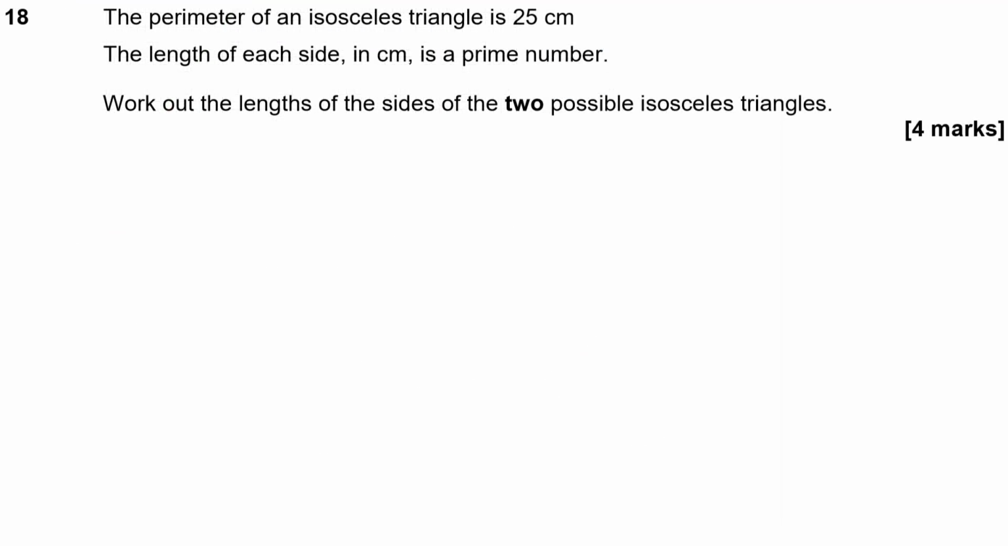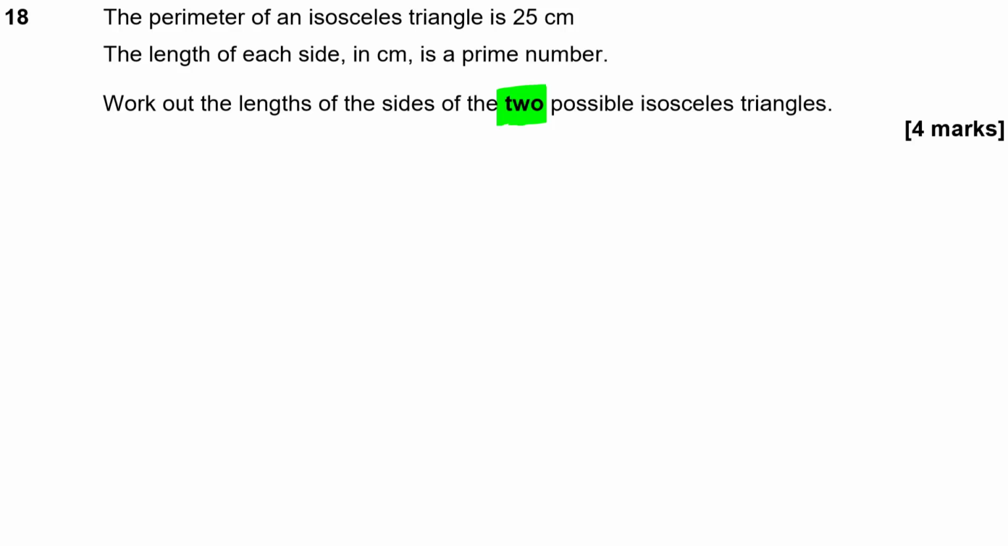Question 18. The perimeter of an isosceles triangle is 25 centimeters. The length of each side in centimeters is a prime number. Work out the lengths of the sides of the 2 possible isosceles triangles. So notice that 2 is in bold. That's normally something that students will otherwise miss. So there are 2 possible solutions, and we need to find both of them.